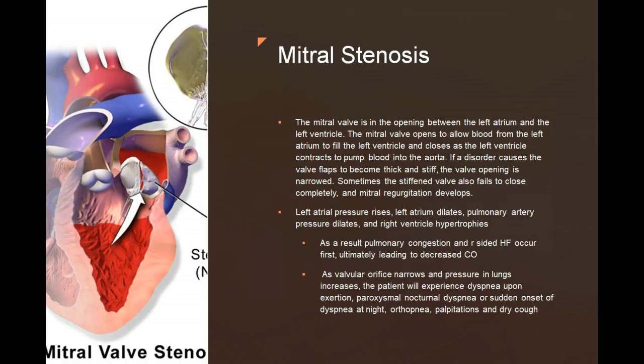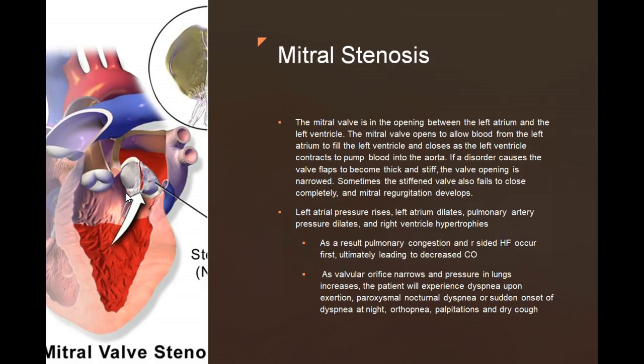So with mitral stenosis, the main thing to remember is that this is a disorder in which the mitral valve doesn't fully open, which ends up resulting in a restricted blood flow. The mitral valve, as you can see on the image on the left, is the valve that is the opening between the left atrium and the left ventricle. When the mitral valve opens, it allows blood flow from the left atrium to the left ventricle, and it closes when the left ventricle contracts or pumps blood into the aorta.